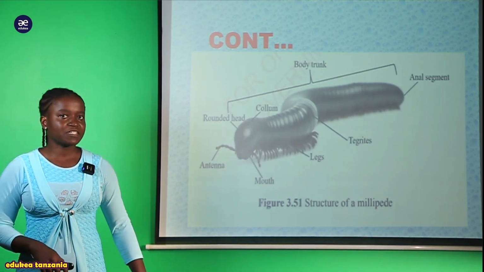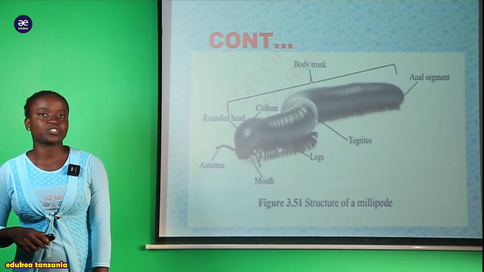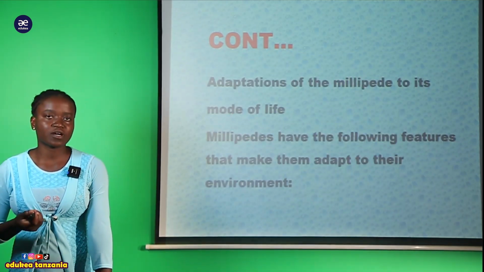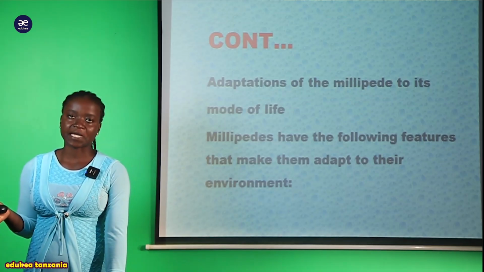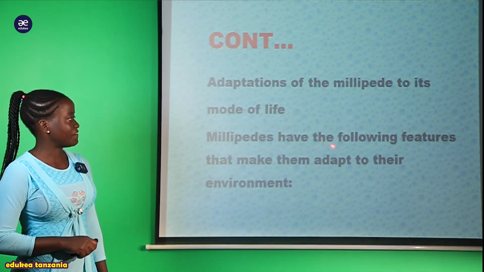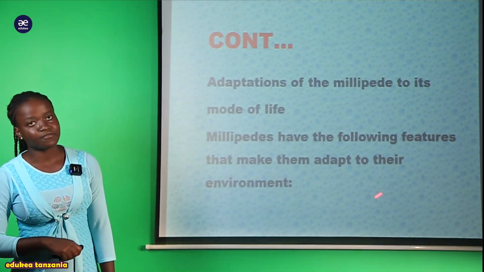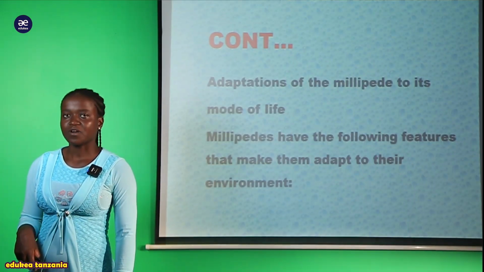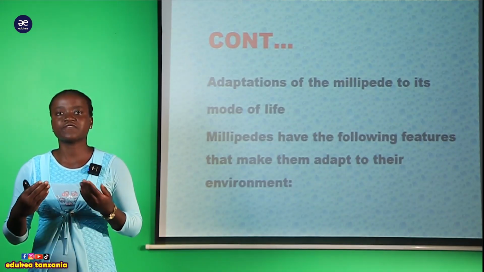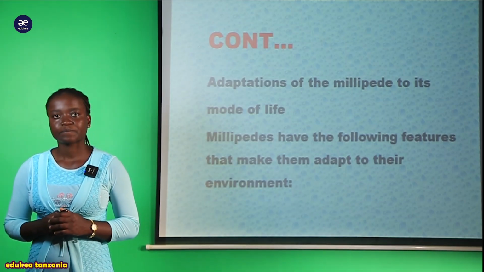So after we have seen now the structure of the millipede, my student, now let's see the adaptation of the millipede to its mode of life. How this organism they can survive in a different kind of environment. So we are saying that the millipede have the following features that make them adapt to their environment. So hawa organism wanakuwa na different kinds of features that help them to colonize or to live within the environment. So what are those features now?